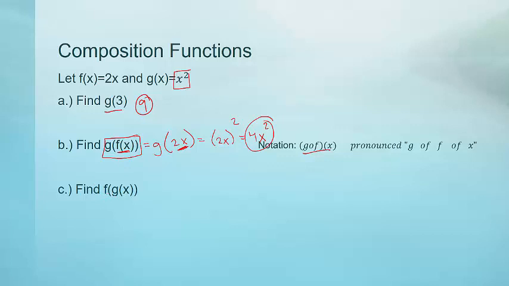This time we want to plug the g function into the f formula. So the first thing I would do is change g of x into whatever the g of x formula is, which is x squared. Then we're going to take this x squared and plug it into the f formula. So I'm going to get 2 times x squared as my answer. And it's almost the exact same format, except this time it would say f of g of x. So the f would come first and the g would come second.